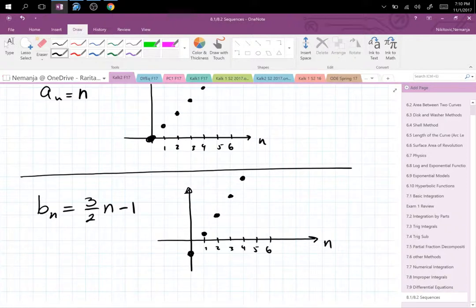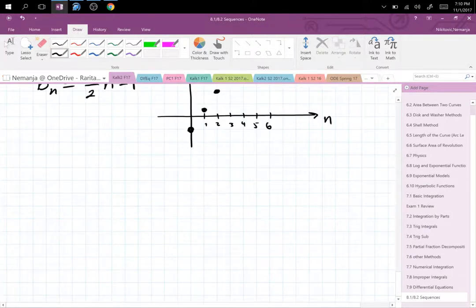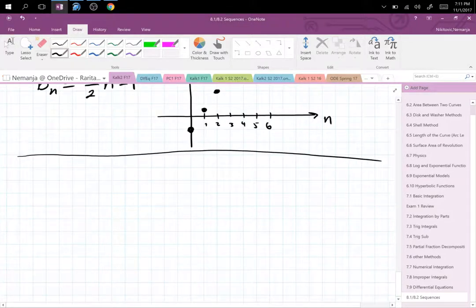Can I? Yeah. Is there a situation where there would be 3/2 n squared minus 1? Could be. Why not? Well, the next example is actually addressing your question, but it actually extends it further.